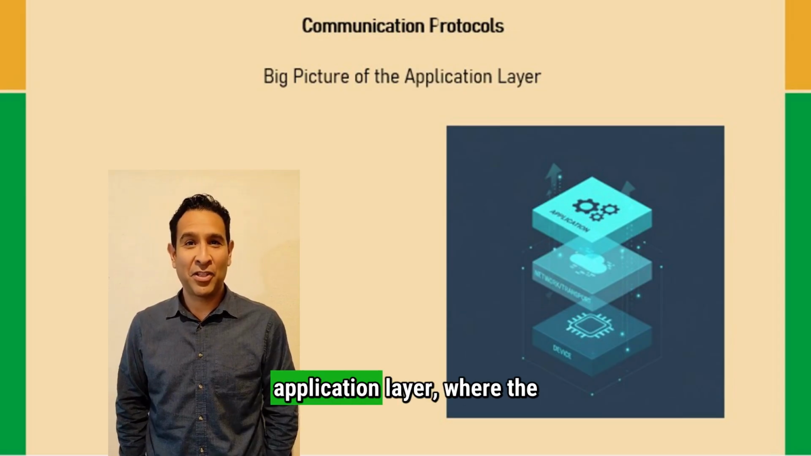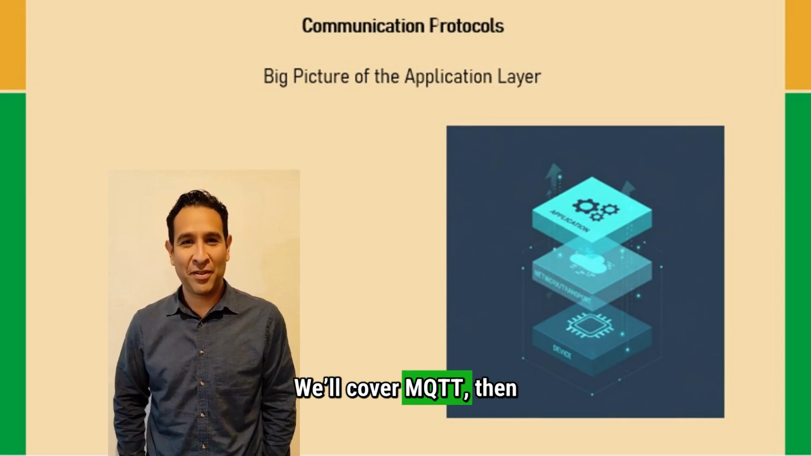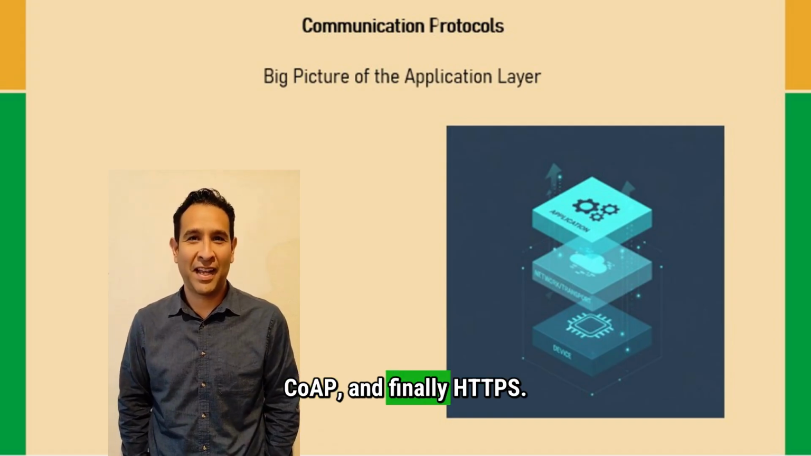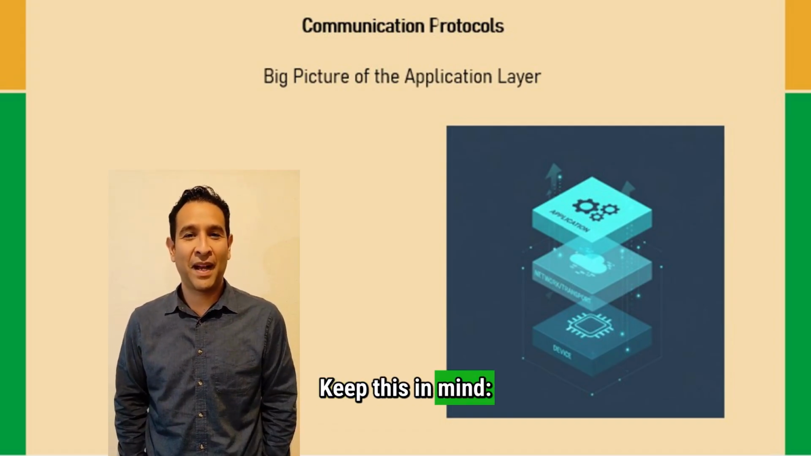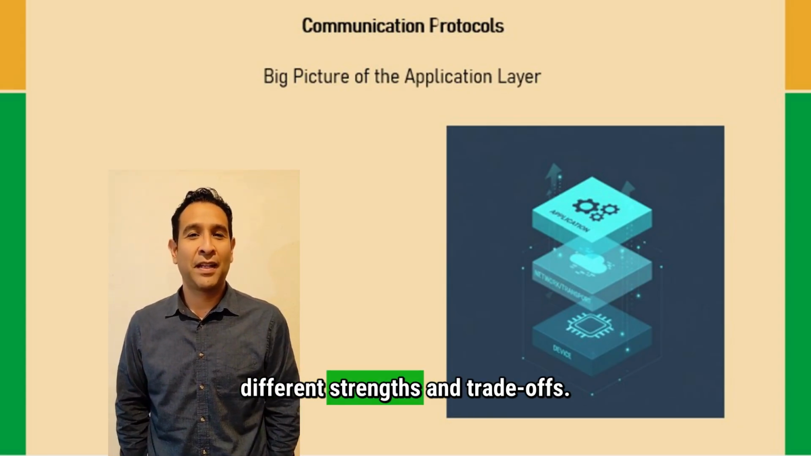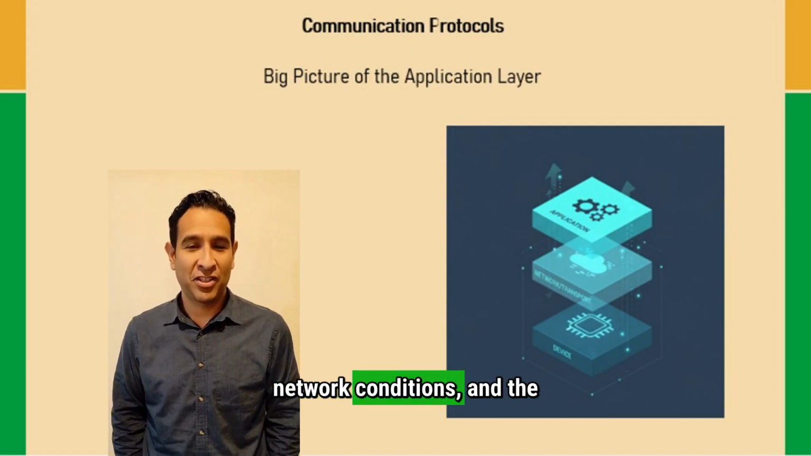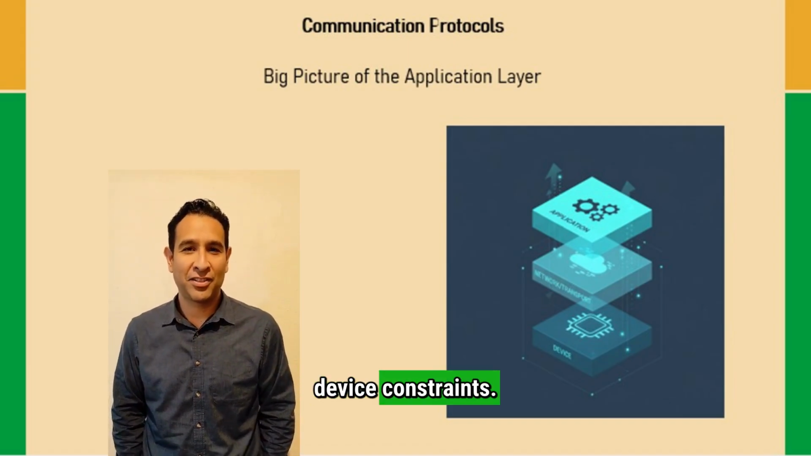Let's start with the application layer, where the well-known protocols live. We'll cover MQTT, then CoAP, and finally HTTPS. Keep this in mind. Each has a different communication model, which means different strengths and trade-offs. We choose based on the use case, the network conditions, and the device constraints.